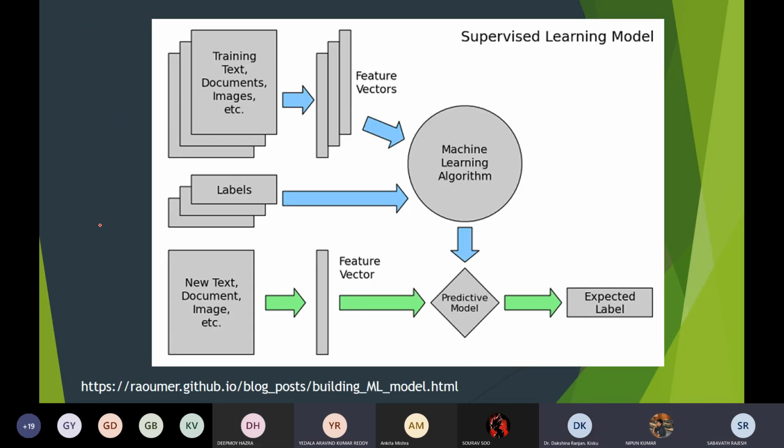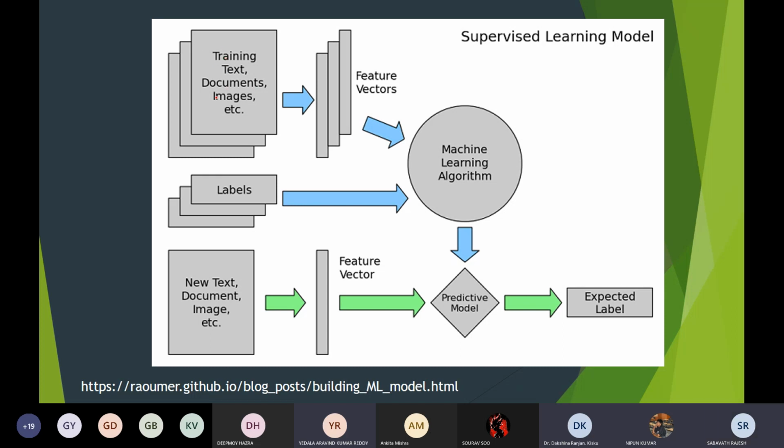Now we will take an example of a learning model and try to understand the different components involved in a learning system. In this example, we have taken a supervised learning model. As you know, the supervised learning model uses the labels. Labels means the class labels or class information. Now, initially, if we consider a text analyzing system, then in this case we can have the training test.